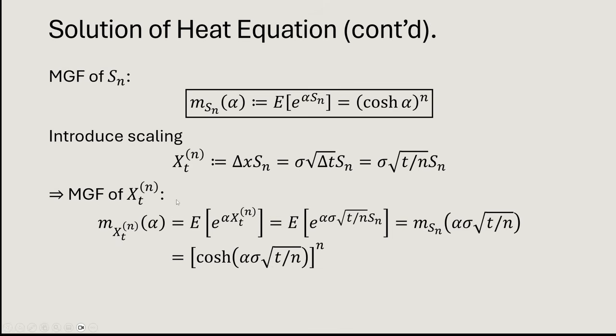And now the MGF of X_n(t) is readily available. By definition, the MGF of X_n(t) equals the expected value of e to the alpha X_n(t). We next substitute the formula of X_n(t) in terms of Sn. And we recognize this is just the MGF of Sn evaluated at alpha sigma square root of t over n. And as a result, we get the cosh of alpha sigma square root of t over n raised to the n. So the final question is, what happens in the limit as n tends to infinity?